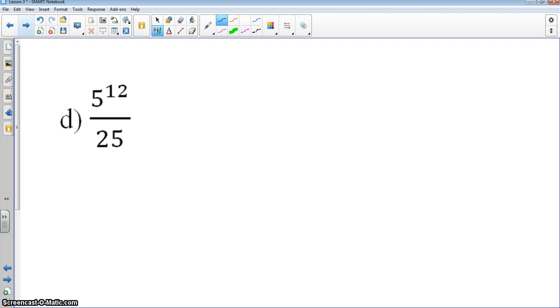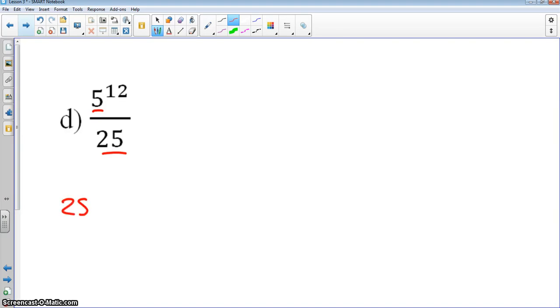Okay, now this one's a little more difficult. As you could see, we do not have like bases, so we can't subtract any exponents right now. Don't think you could just put a 1 here and do 12 minus 1. The bases are not the same. But remember, we try to look for hidden exponents.